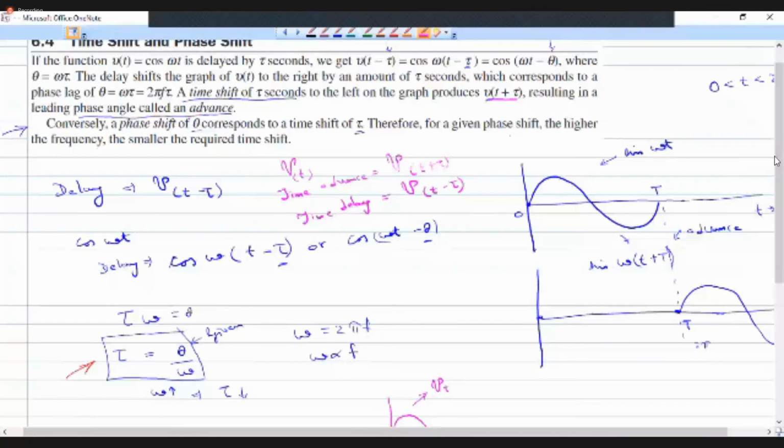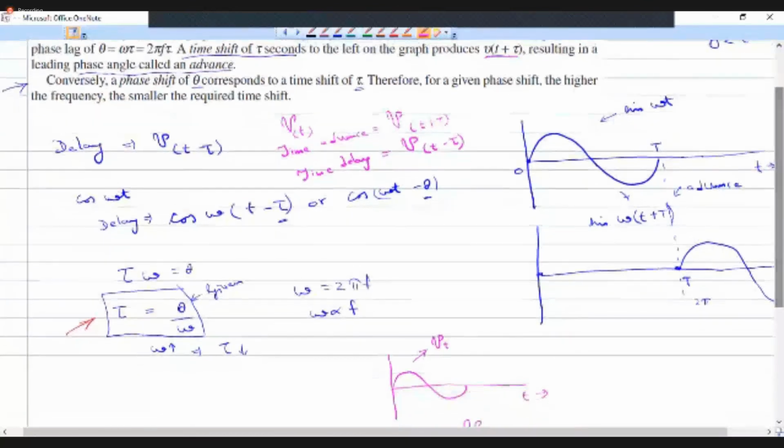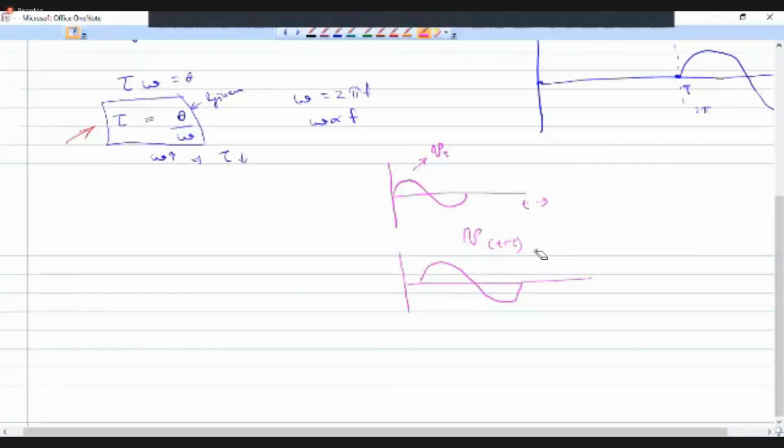Sorry, I should be doing V of t minus tau. It should be t minus tau, not t plus tau. Okay. So this should be t minus tau. So this is what I am trying to do here. I can delay this function. So this is delay. I can advance this function.